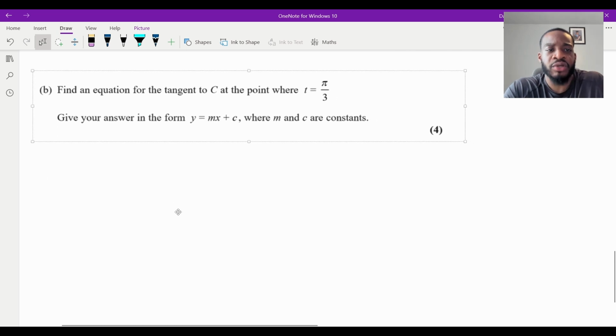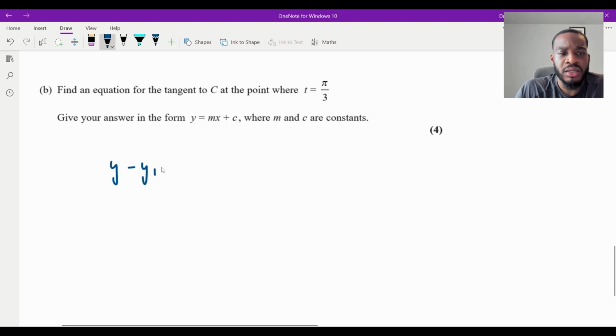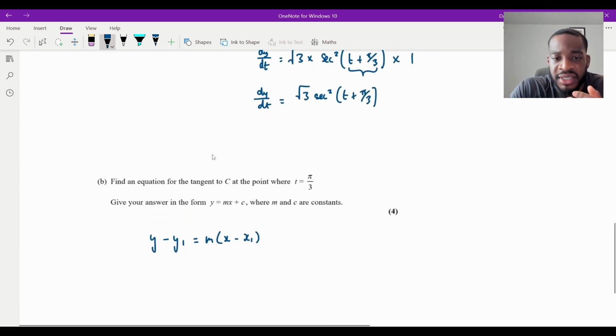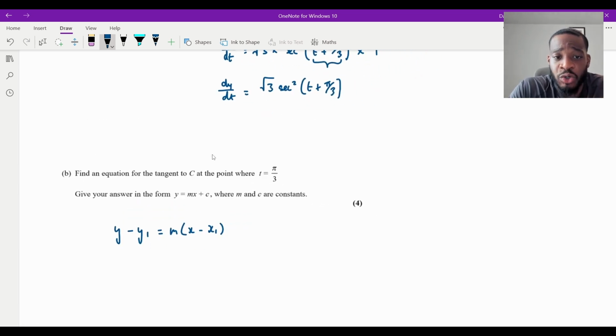Okay, so equation of a tangent, I like to use this formula: y minus y1 is equal to m(x minus x1), isn't it? Where obviously you've got a point (x1, y1), and you've got a gradient you need to find. Now, parametrically, we know that x and y are defined in terms of t. Now we know that t is equal to pi over 3.